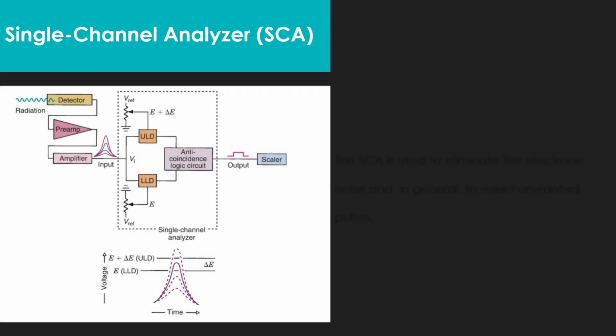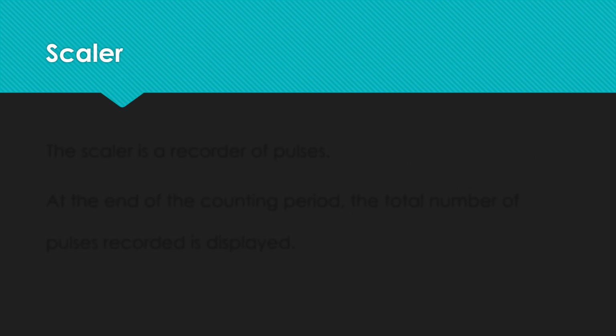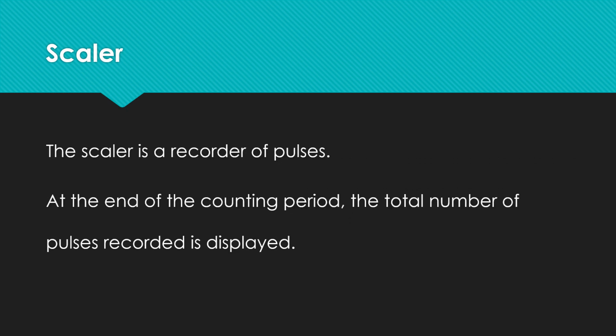The single channel analyzer, SCA, is used to eliminate the electronic noise and to reject unwanted pulses. So in other words, when a pulse is amplified, the electronic noise that is always present in a circuit is also amplified. The scaler is a record of pulses. So for every pulse entering the scaler, a count of 1 is added to the previous total. Okay, so what do we have at the end? At the end of the counting period, the total number of pulses recorded will be displayed on this scaler.